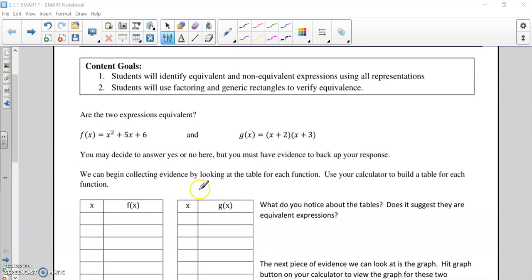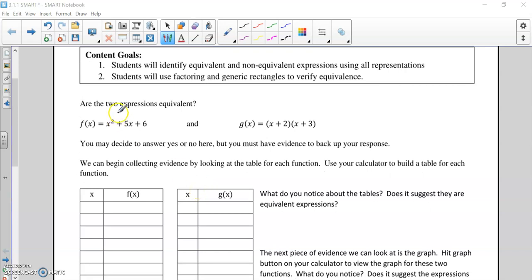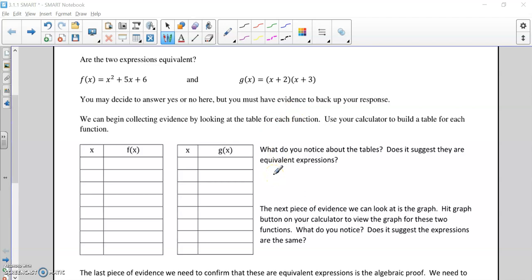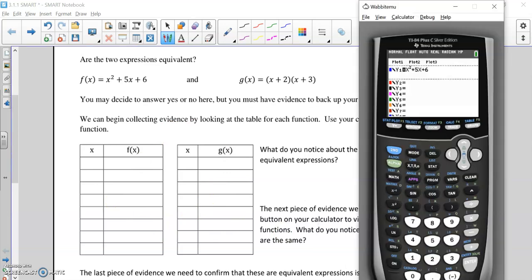So for our first example here, I have a function in standard form, and then I have one in factored form. The first method that we're going to talk about to determine whether they are equivalent is going to be using these tables. The way that you want to do that is you want to pull up your calculator, and typically you'd be at this screen right over here. You'll go to y equals and graph the first function. I have that typed out for us already. So I'll go ahead and hit graph.